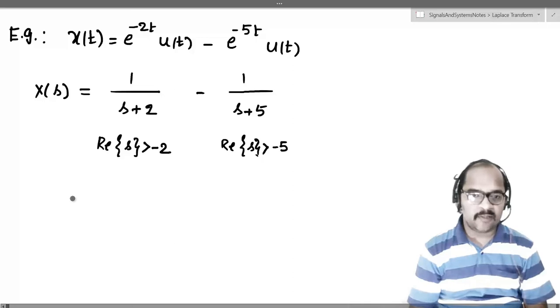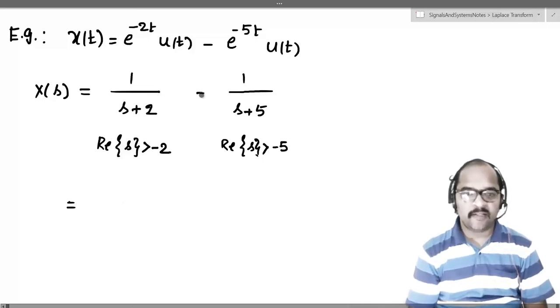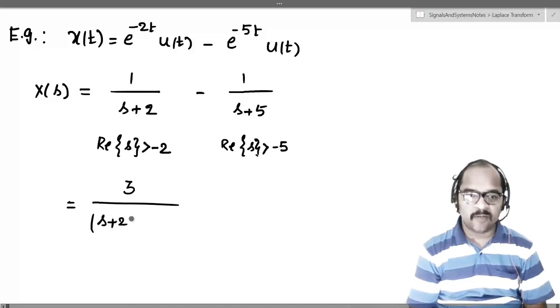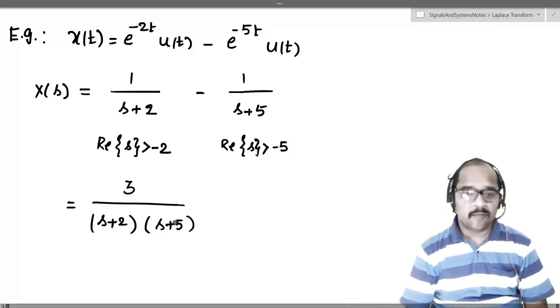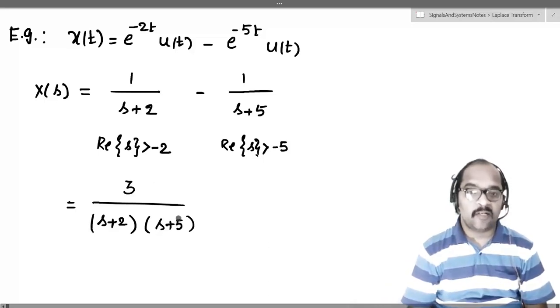Okay, so this should be equal to what? We'll write it again. If you simplify this, you will get s plus 5 minus (s plus 2), which gives 3 divided by s plus 2 multiplied with s plus 5. So that would be the overall Laplace transform of the signal. But what happens to the overall region of convergence?